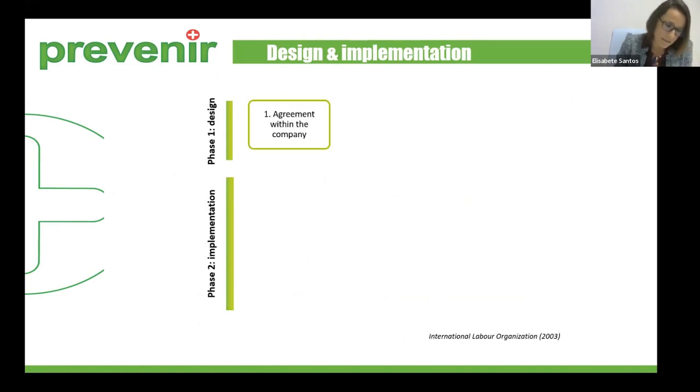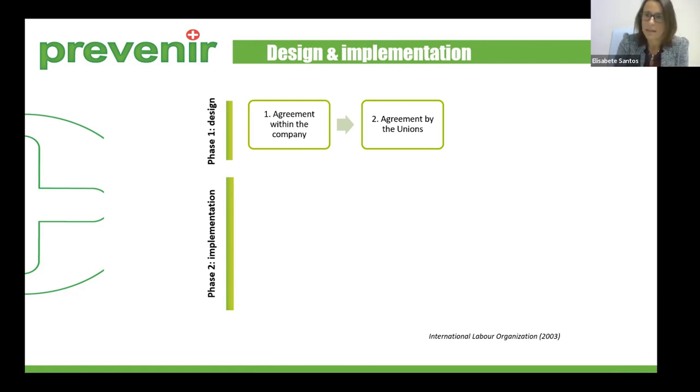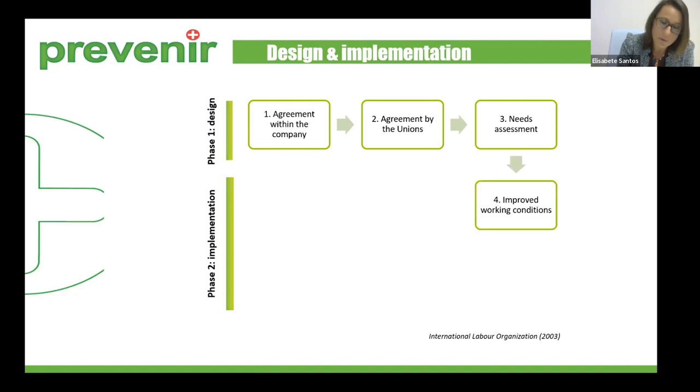So we started by having an agreement within the company as for these issues. And then we have to have the agreement of the unions, as they are the entities responsible for work with workers as well. And then we performed a needs assessment in order to know what kind of activities and what kind of working conditions should be targeted as well. So based on this needs assessment, we started to work on some working conditions, and I will afterwards share with you some information about each one of the implementation activities.